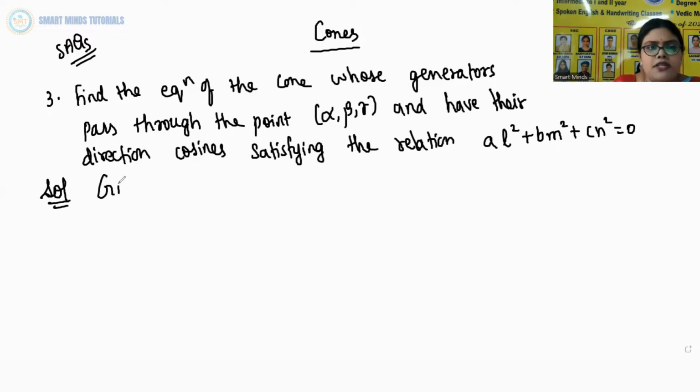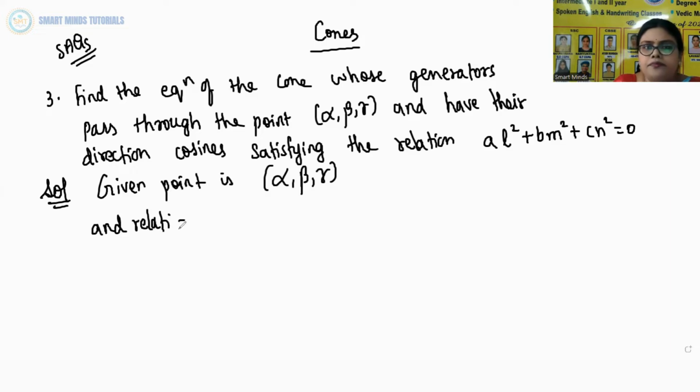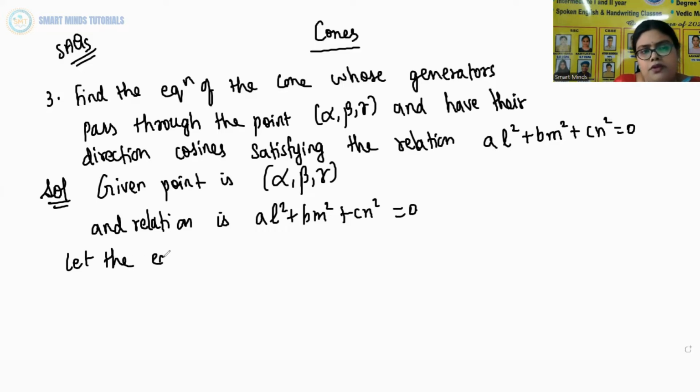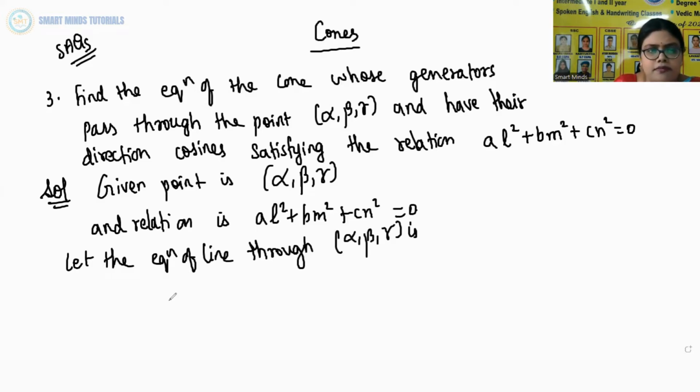This is the question. So first let us write the given point. So the given point is alpha, beta, gamma. And what is the relation given? Relation is AL square plus BM square plus Cn square is equal to 0. Now let the equation of the line through a point alpha, beta, gamma is x minus alpha by L is equal to y minus beta by M is equal to z minus gamma by N.